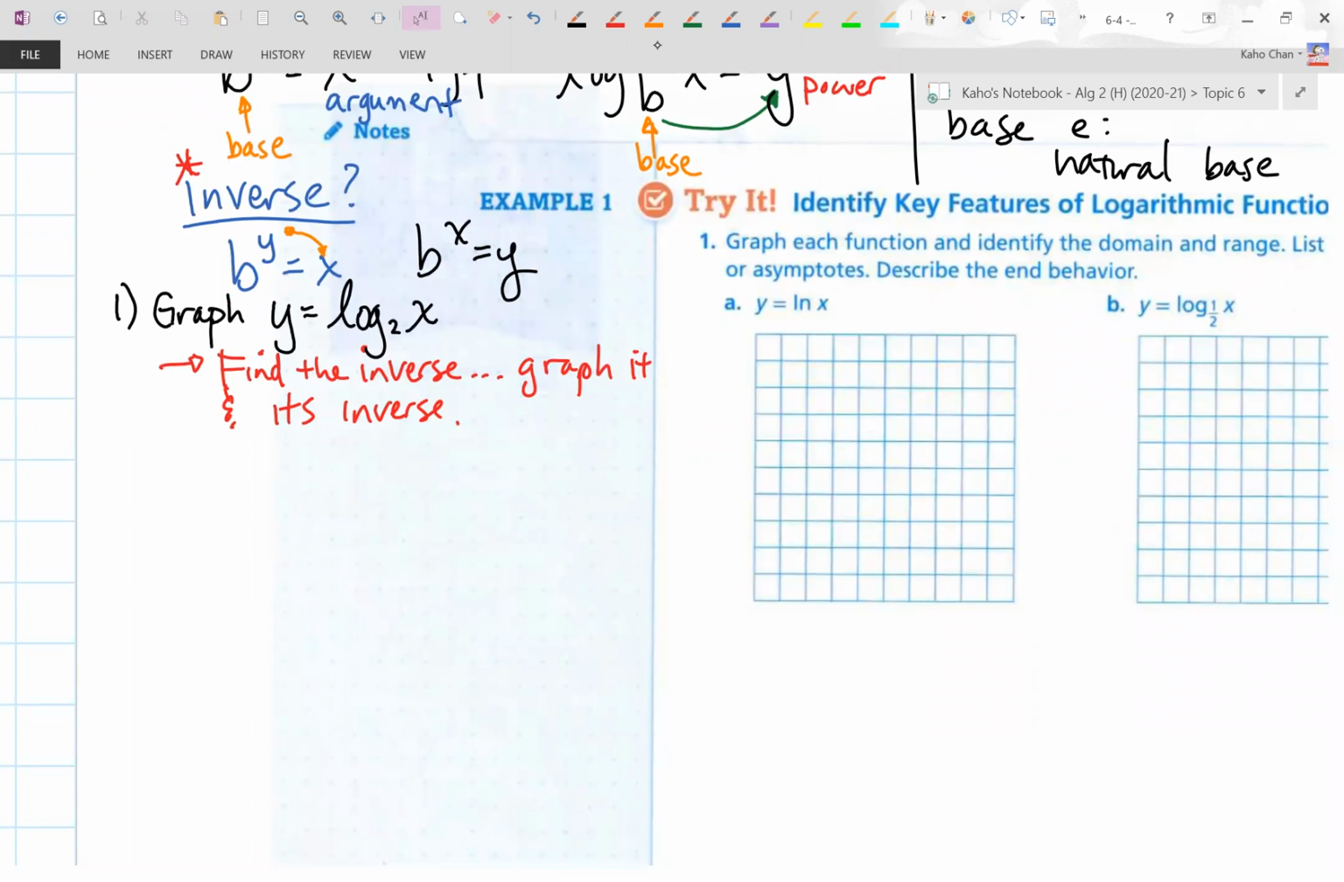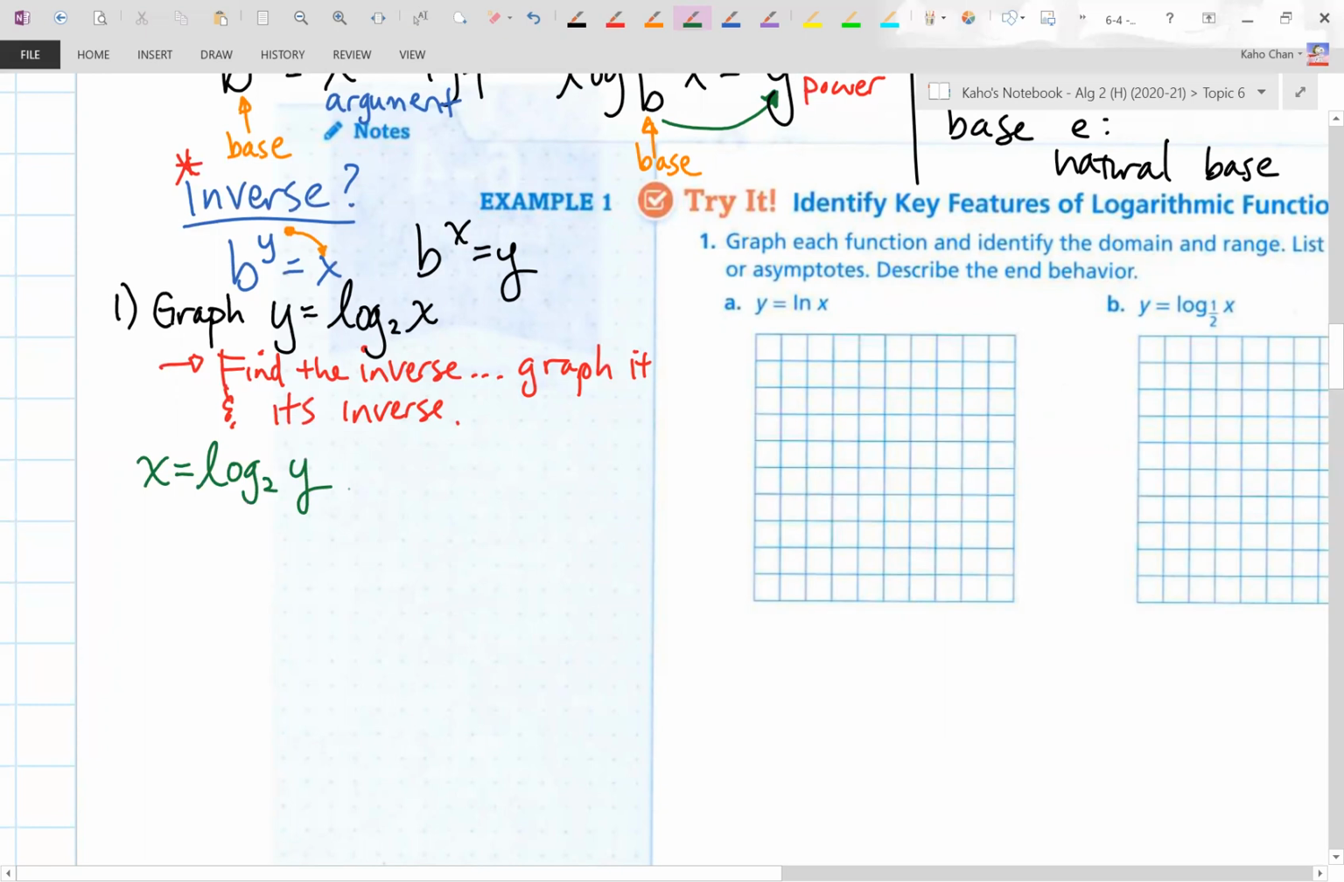So the first rule of finding the inverse is swap x and y. Let's do that. X equals log base 2 of y. Notice how I swapped the x and the y right there. Okay? Second step, solve for y. Now, unfortunately, y is buried in the log function. I can't just divide it out. That's illegal. However, it's in log form right now. I'm going to convert that to exponential form.